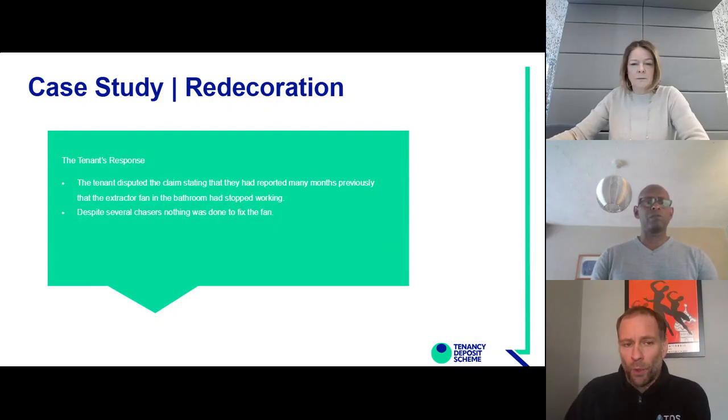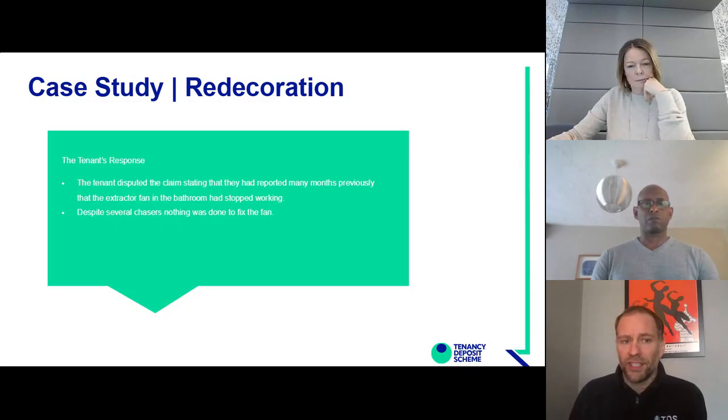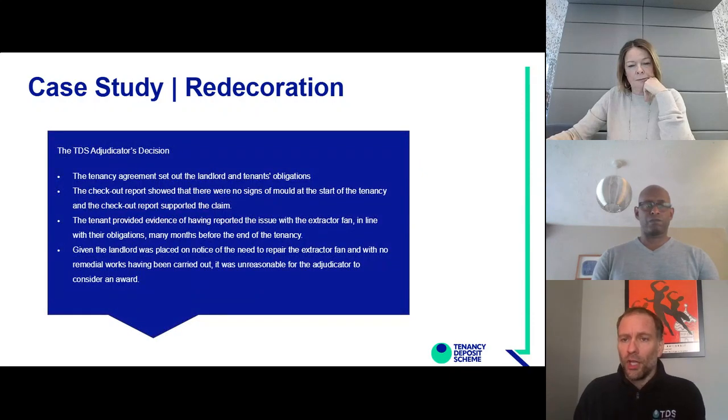The tenant's response to this claim is they dispute it. They say it's not our fault. They say they reported many months previously that the extractor fan in the bathroom had stopped working. Despite chasing that several times, the extractor fan was never fixed. So the adjudicator is being asked to make a decision on this evidence that they've had presented. Clearly, there was an issue with mould in the bathroom, but was it caused by the tenant's breach?